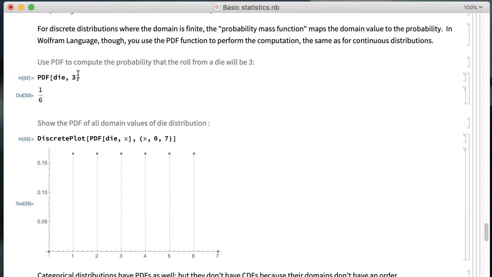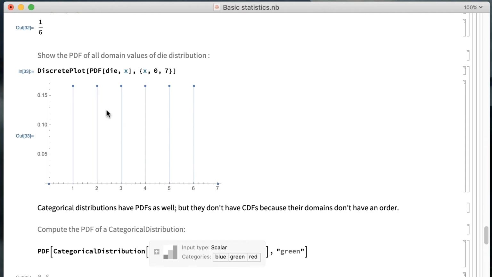So here's the PDF of the die evaluated at 3. Why is it 1/6? Well, it's 1/6 because there are 6 possibilities and all of them are equally probable. Or I can say, hey, let's make a plot of the PDF of the die function evaluated from 0 to 7. What's the probability you're going to roll a 0? 0. What's the probability you're going to roll a 7? 0, but for everything in between, it's equal.